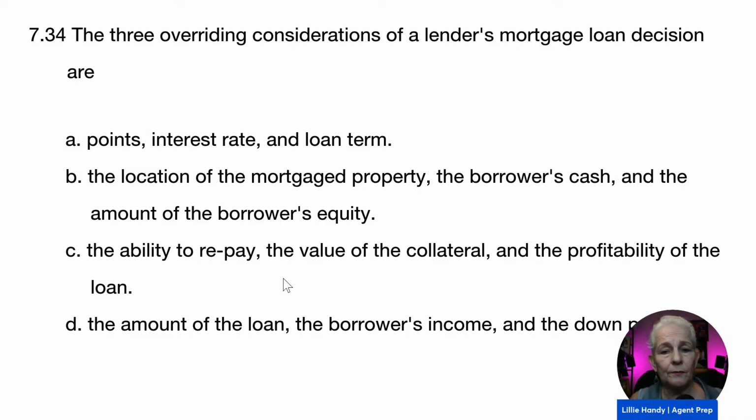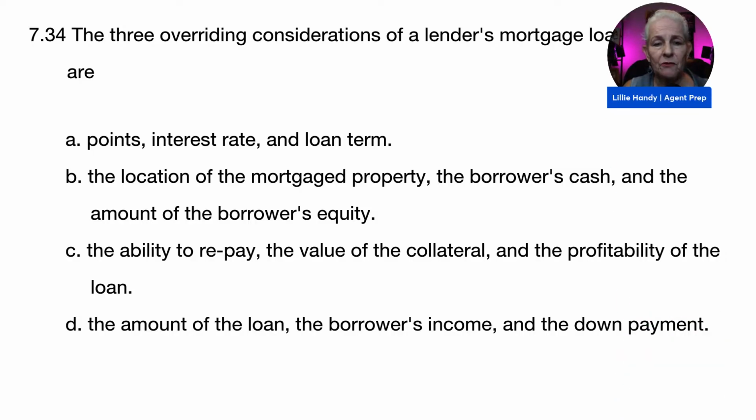Number 34. The three overriding considerations of a lender's mortgage loan decision are A, points, interest rate, and loan term. B, the location of the mortgage property, the borrower's cash, and the amount of borrower's equity. C, the ability to repay, the value of the collateral, and the probability of profitability of the loan. Or D, the amount of the loan, the borrower's income, and the down payment.